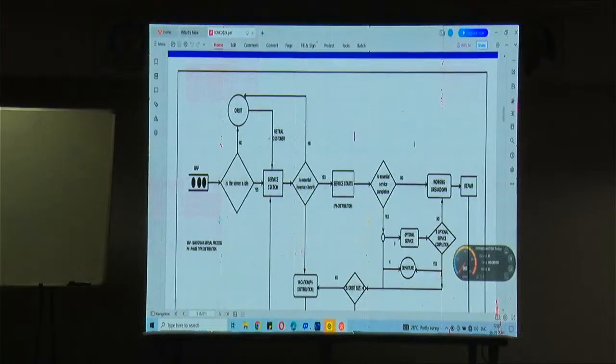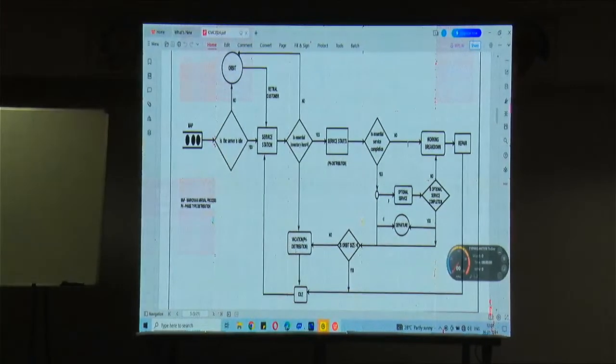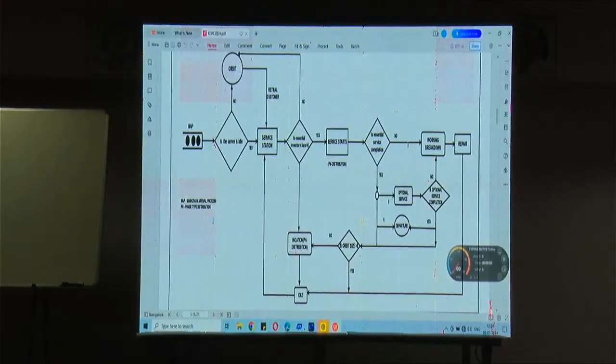Schematic representation of the model. Arrival follows a Markovian arrival process. If the customer finds the server idle, the customer enters into the service station, otherwise goes to the orbit. Orbit is a kind of infinite waiting space.